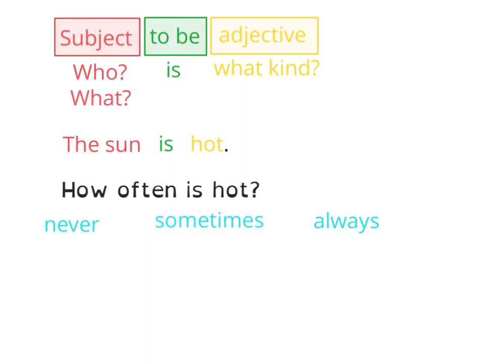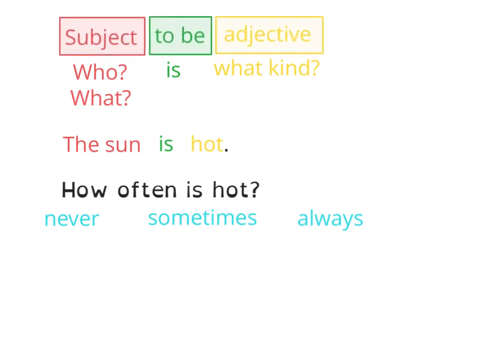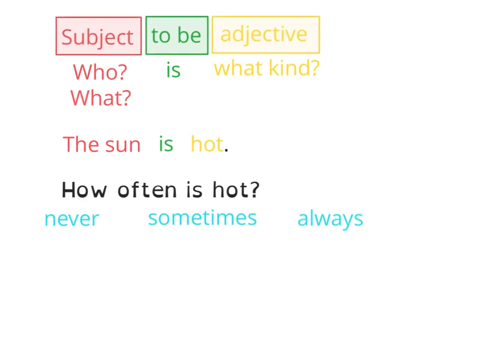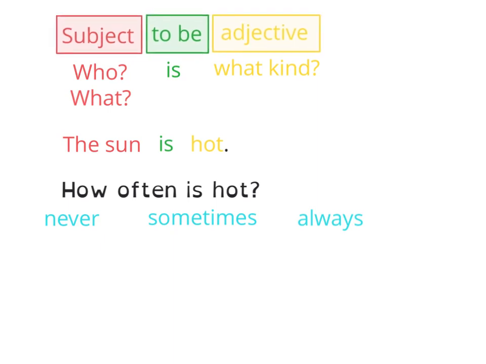Okay, so our adverbs of frequency go in a special place in the sentence. But there are different kinds of sentences. We are going to look at 3 different kinds of sentences and where we put these special words. The first kind of sentence we are going to look at is our subject to be adjective kind. I use red, green, and yellow.